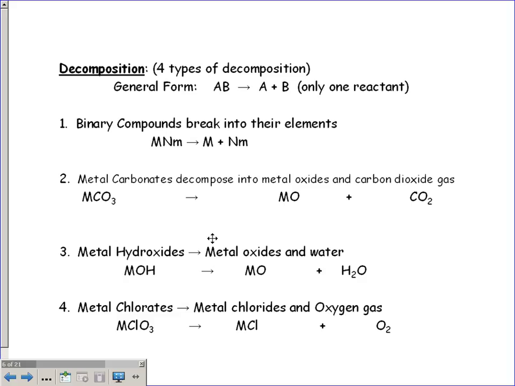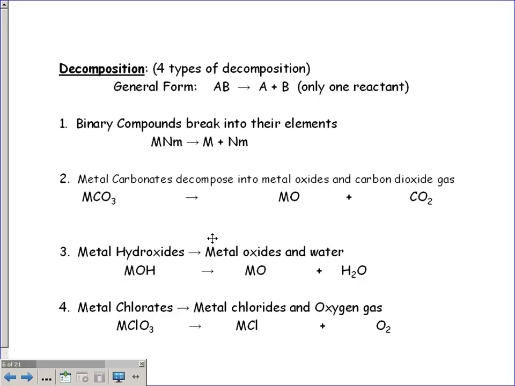So there are four types of decomposition. We're going to talk about each of them one by one. The first is a binary compound. So a binary compound is a metal and a nonmetal, and it's going to break down into its elements. So it's going to break down into that metal plus the nonmetal.